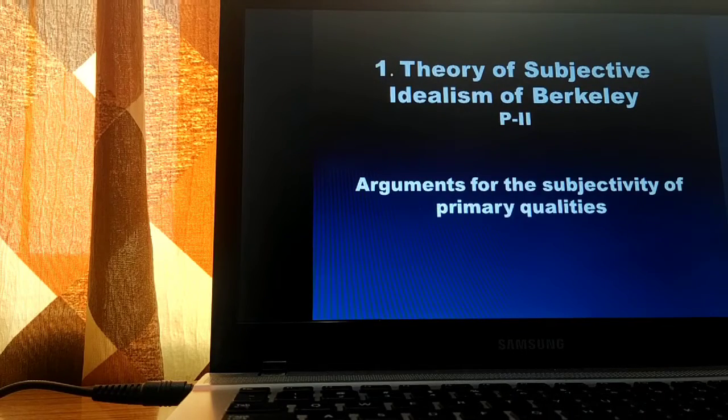So let us proceed. The topic: arguments for the subjectivity of the primary qualities. Now let me change your direction; look at the topic: theory of subjective idealism of Berkeley. As I have already told you, this is the second part, and it is a continuation of the theory of the subjective idealism of Berkeley. Today we are going to discuss the arguments for the subjectivity of the primary qualities. Now I mentioned that primary qualities are not subjective, as Locke mentioned.